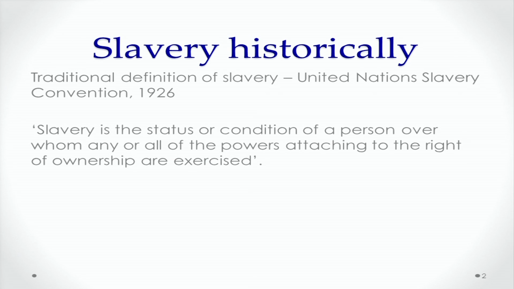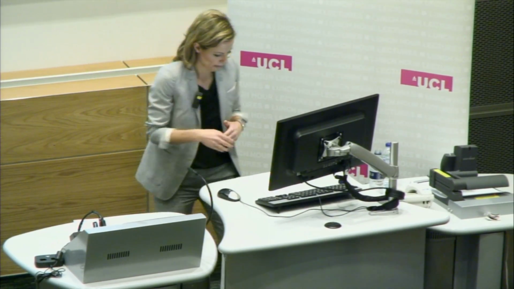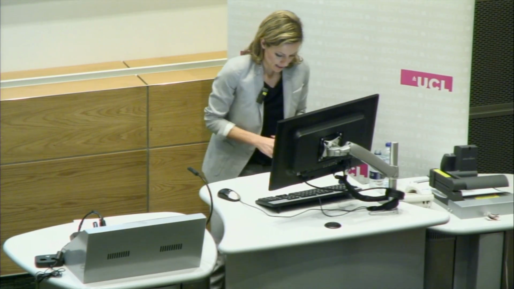The legal right of ownership, as you can see from this definition, is central in the traditional definition of slavery. The objectification of the individual, the power to buy and sell a person, is what was central in the traditional definition of slavery. The institution of slavery approached people as objects, and this is why it was contrary to human dignity.